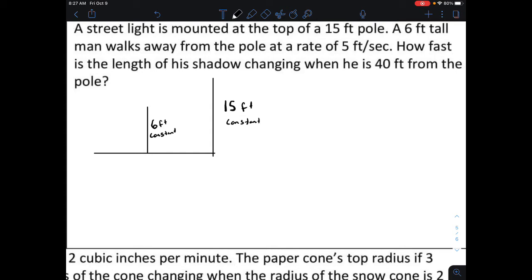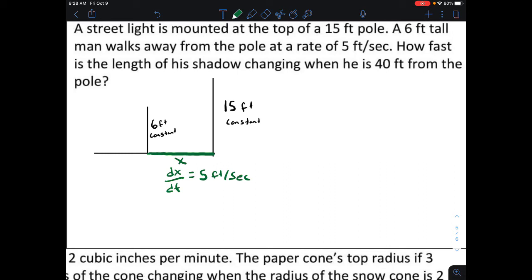Now, he's walking away from the pole at a rate of 5 feet per second. So I'm going to let the distance between the man and the pole here be x. And so he's walking away, so the rate of change of x with respect to time is going to be equal to positive 5, because he's walking away at 5 feet per second, so 5 feet per second.